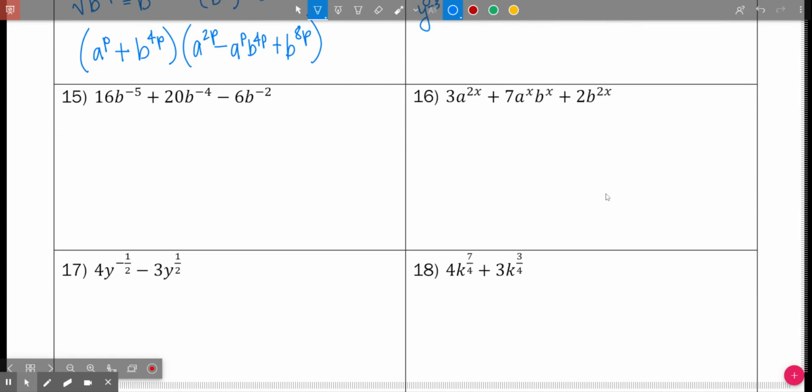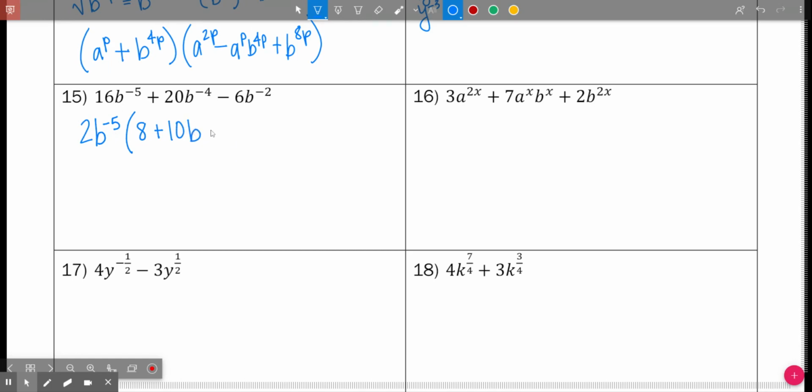In number 15, I'm going to factor out 2 because they have a 2 in common. And then when all of your variables are the same, remember you're supposed to use the variable with the smallest exponent. Well, in this case, since my exponents are negative, my smallest exponent is negative 5. So 16 divided by 2 is 8. B to the negative fifth over B to the negative fifth is just 1. Plus 20 divided by 2 is 10. And this will be negative 4 minus negative 5. So that's negative 4 plus 5.